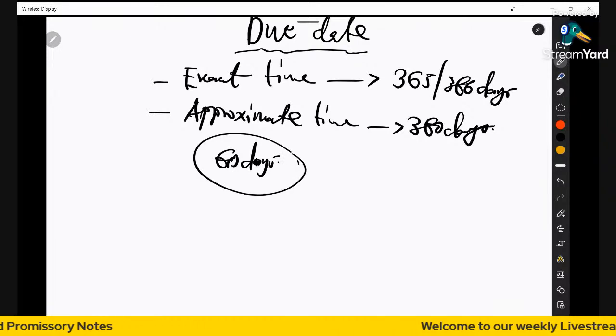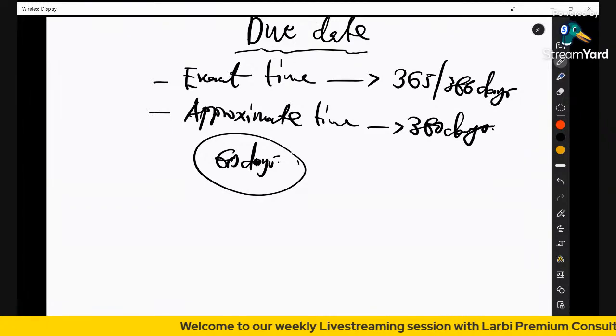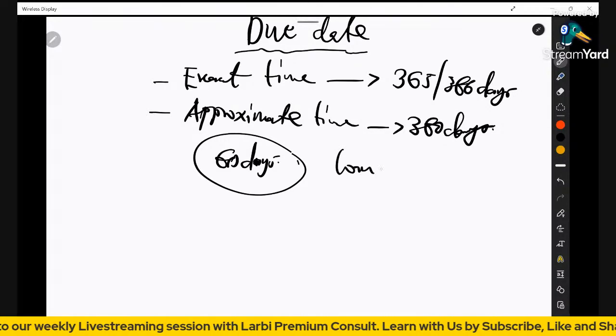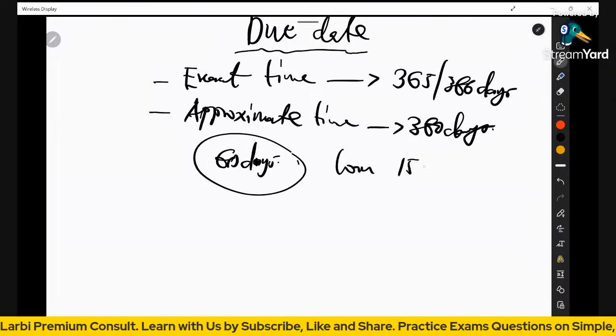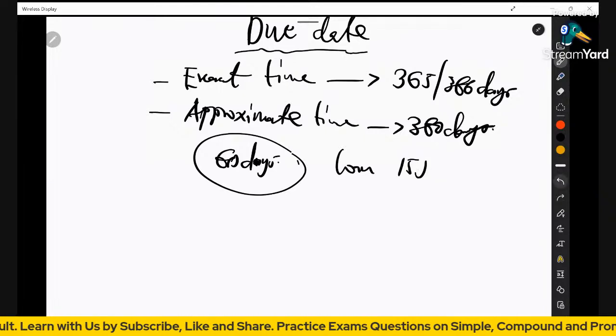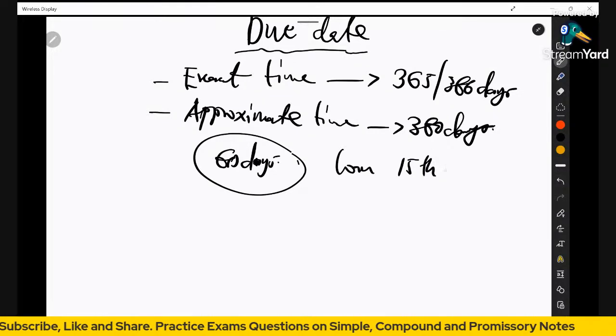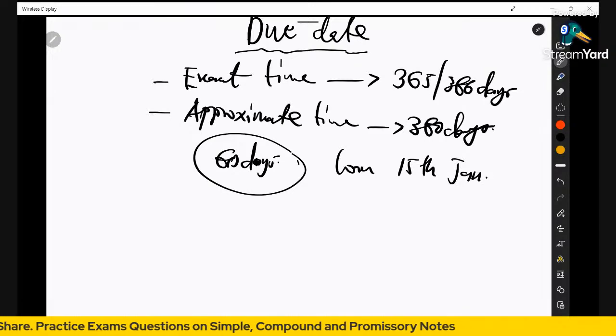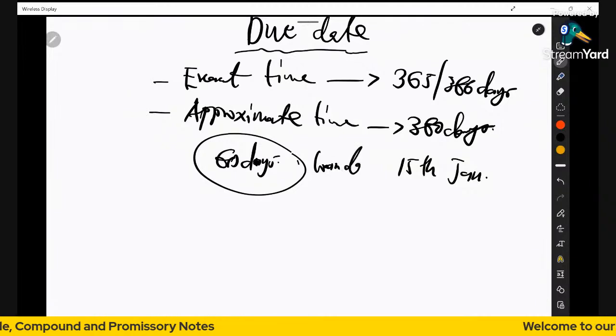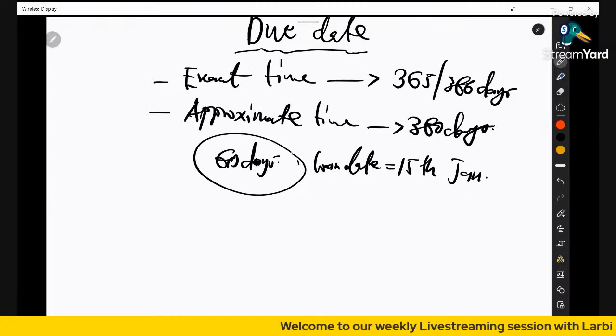But here lies the case. We are told that this is 60 days exact time. We are asked to compute the due date for 60 days, for which the loan date was given to us as, let's say, 15th January. So the loan date is 15 January, and we have 60 days to make the payment. That will be the due date.